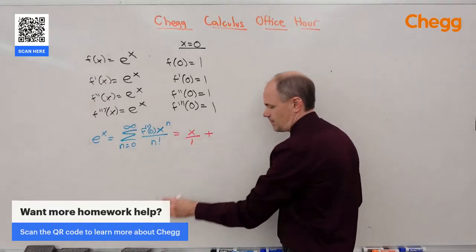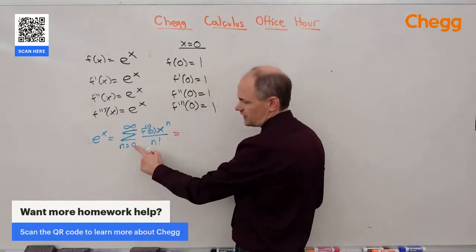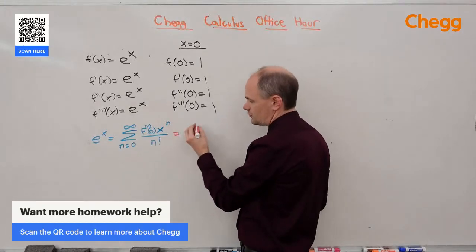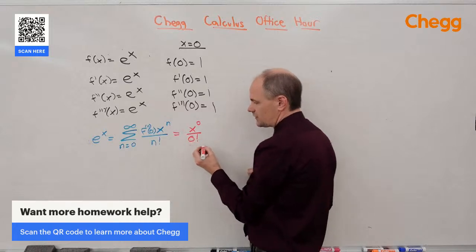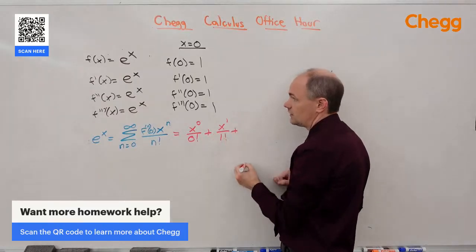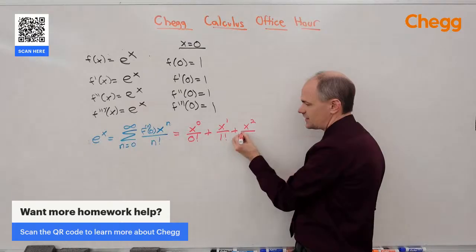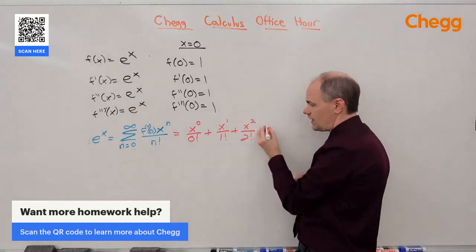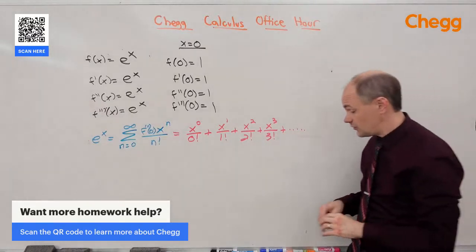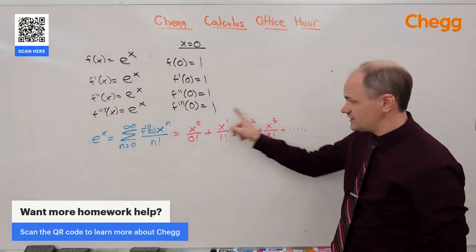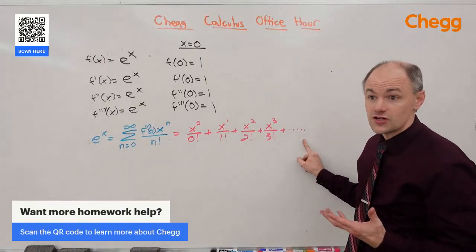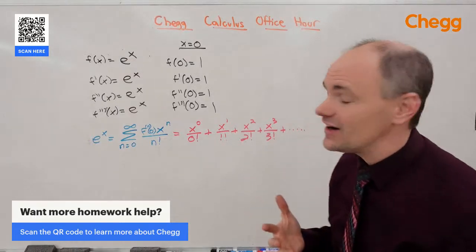Whoops, let me back up. I got ahead of myself. We're starting at n equals 0. So the 0th derivative is 1 times x to the 0 power, because we're doing the 0th derivative, over 0 factorial. Plus 1 times x to the first over 1 factorial. Plus 1 times x squared over 2 factorial. Plus 1 times x cubed over 3 factorial, and so on and so forth. You kind of start to see the pattern here. This expression has changed e to the x into a polynomial function that we can use and work with. So that's kind of the idea of Taylor series.